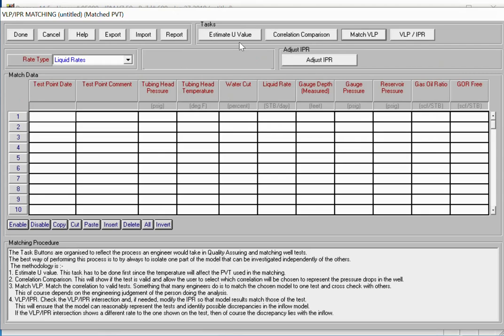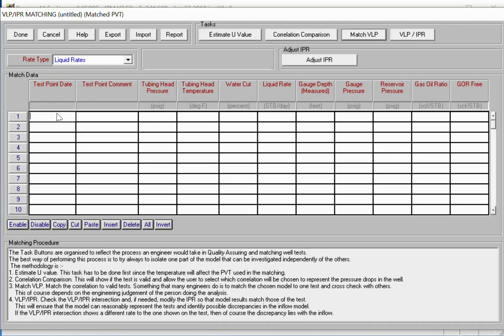Okay, so it brings us to the screen. This is where you actually do your matching. I'm gonna use liquid rates for the rate type, but you can use oil rates. I'm using liquid rate because that's easier to measure, since what you're getting from your reservoir is a mixture of oil, water, gas, and whatever you have. So it's easier for you to get this.